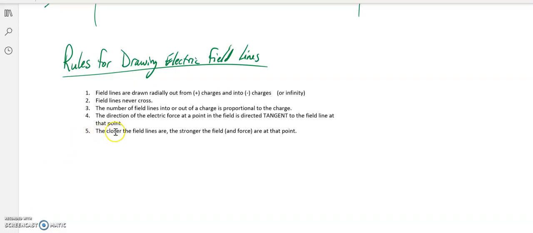Our 5th rule here is that the closer the field lines are to each other, the stronger the field, and therefore the force will be at that point. The closer the field lines are, the stronger the field is. And on the opposite side of this, the further apart the field lines are, the weaker the force and field will be at that point.